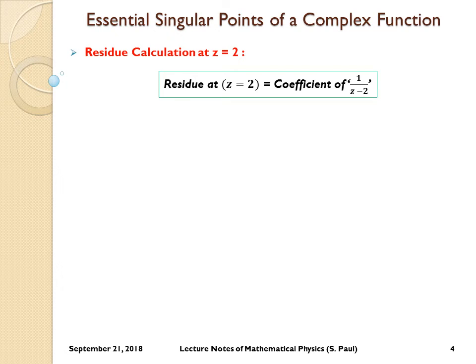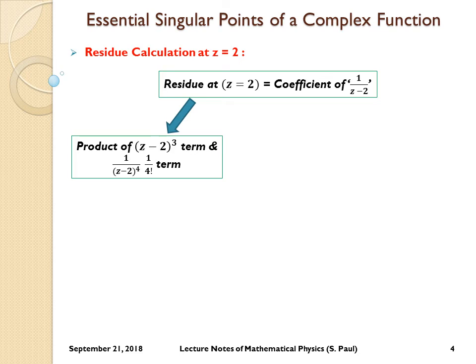As we know, the residue of the function at z equal to 2 will be equal to the coefficient of 1 upon z minus 2 in the corresponding Laurent series expansion. So we have to check from which terms of the Laurent series expansion we are getting the term 1 by z minus 2. If you look into the Laurent series expansion, you will see that we are getting 1 by z minus 2 from two combinations.